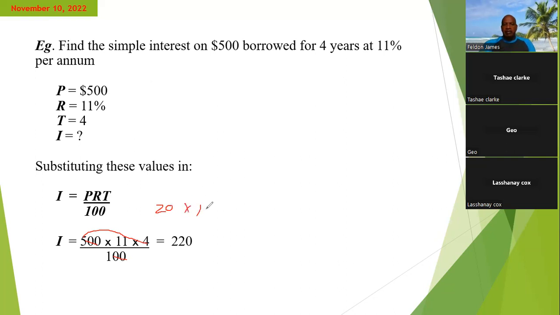Now, if you just block out the 0, then 2 times 11 gives you 22. And then now you just add back the 0. And so you get 220. Is that clear, guys? Yes, sir.